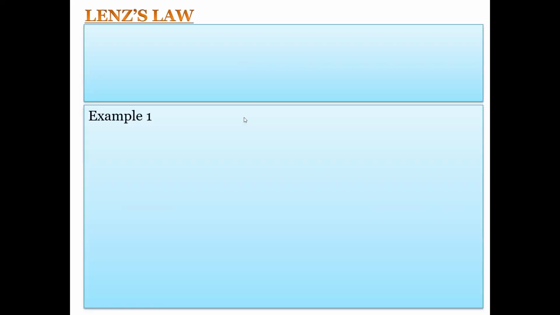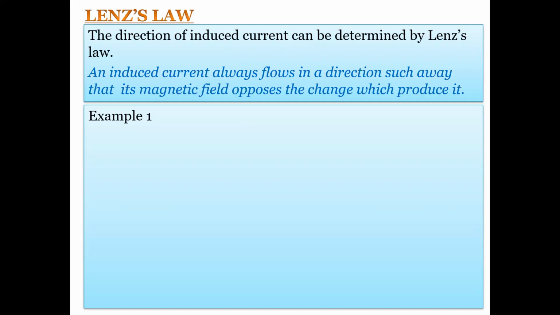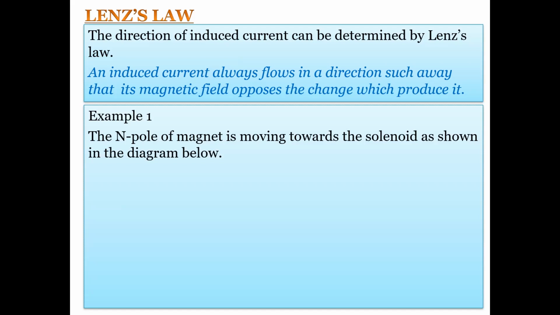So, example, the Lenz law. What is the Lenz law? The Lenz law states that the direction of induced EMF or induced current can be determined by using Lenz law, that induced current always flows in a direction to oppose the motion. Example, we have a solenoid. Solenoid means a circular wire. This circular wire or coiled wire is called a solenoid.